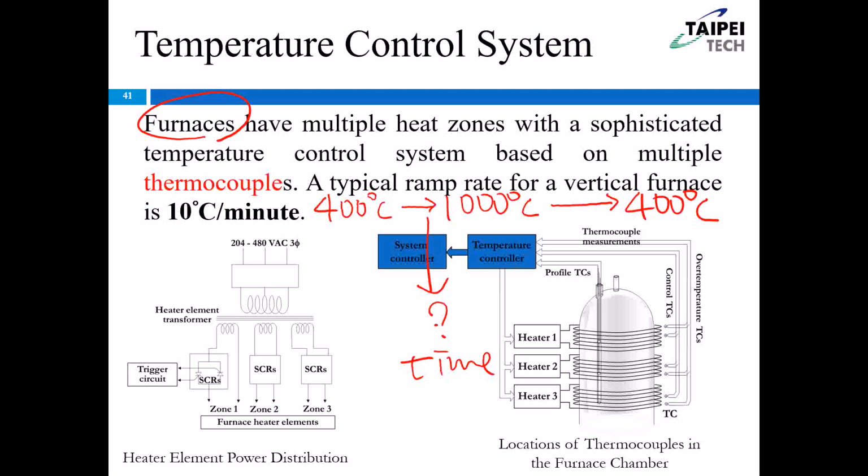Because you need to wait until the temperature increases from 400 to 1000 degrees Celsius, because the heating element is a coil. We use the coil to heat the chamber. You need to wait for 1 to 2 hours, and then you need to wait until it's cooled down, because the whole chamber is at 1000 degrees Celsius. So you need to wait until the whole quartz tube is cooled down to 400 degrees Celsius. It's another 1 to 2 hours, okay?